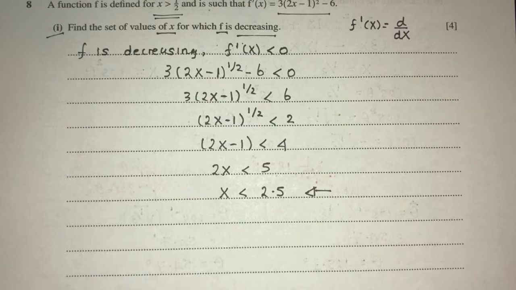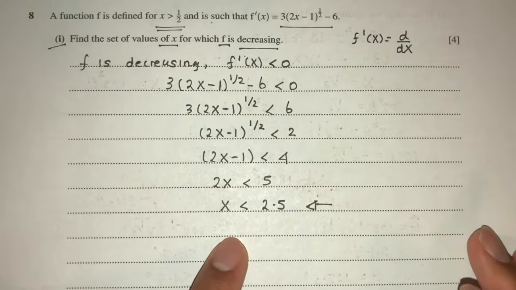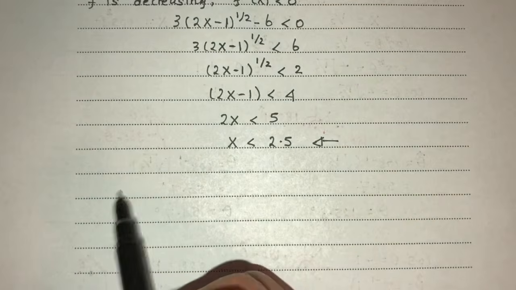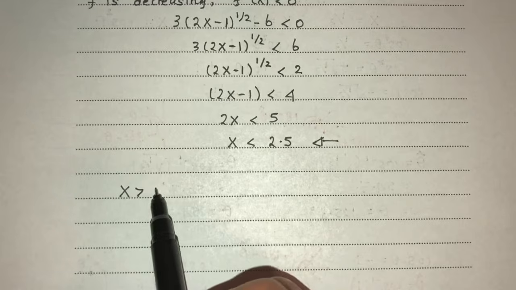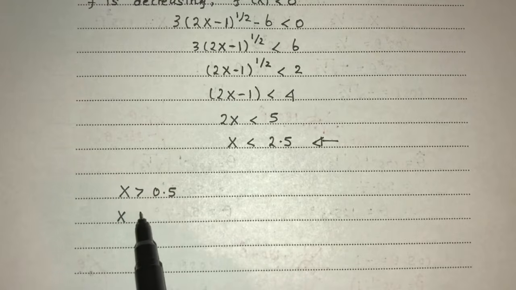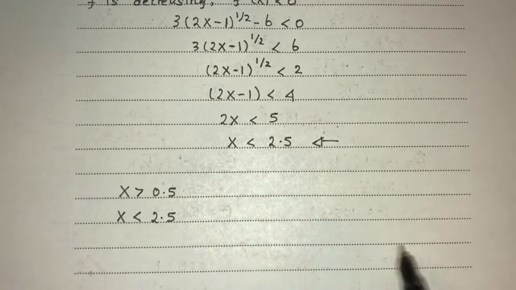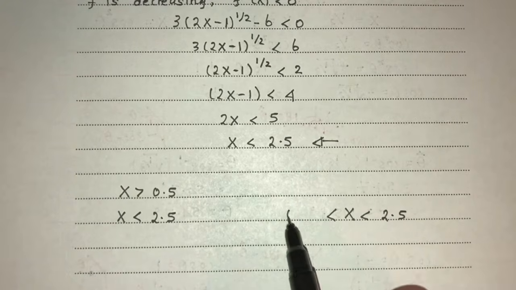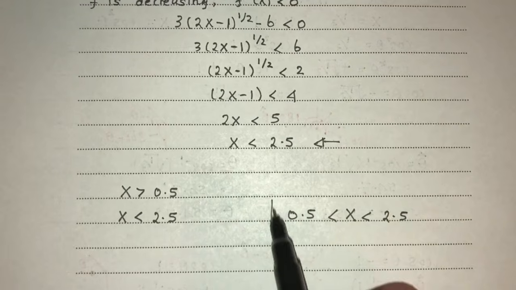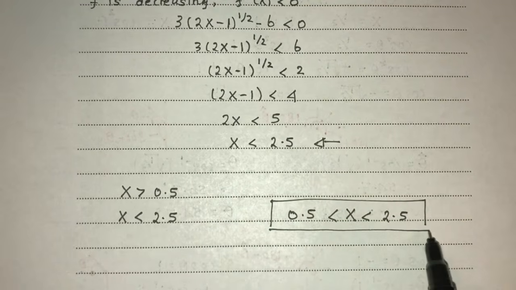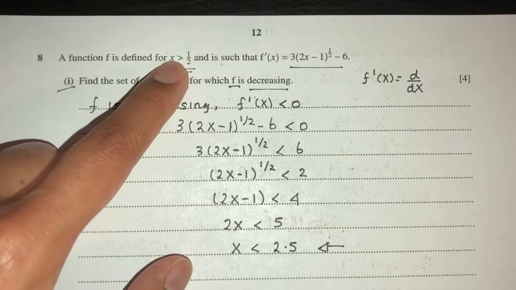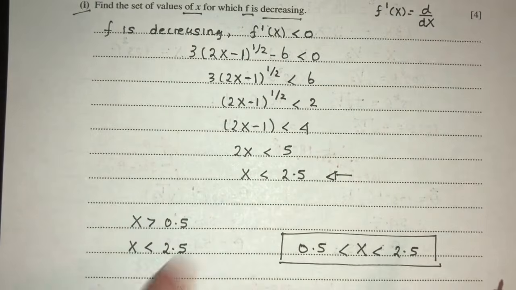Now let's move on to part 2. So we have to write this down again because we have a limit, as you can see. x has to be more than this. So basically we have two conditions. x has to be more than 0.5 and x has to be less than 2.5. So the range will be x between 0.5 and 2.5. So that will be your answer for part 1. Okay, so we have to write this in this way because we have two conditions. The first one is here and this one is found afterwards.